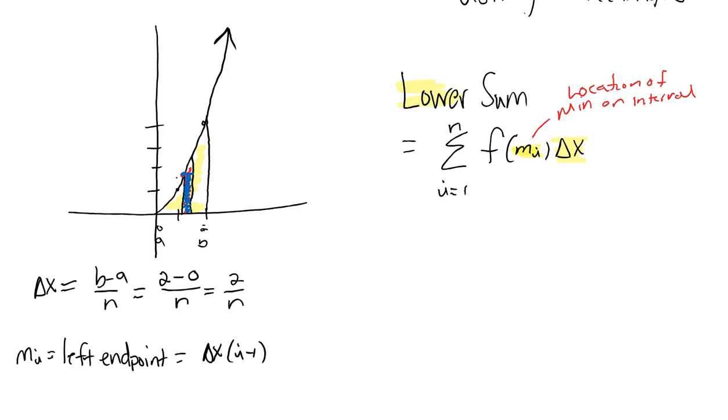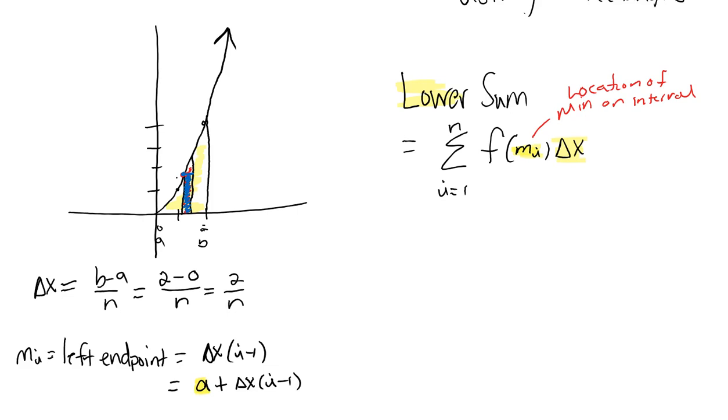Now this formula for the left endpoint will work for this example, but I want to give you a more general formula for the left endpoint. The more general formula is going to be a plus delta x times i minus 1. So the reason why I'm modifying it to be a is because if our a is something other than 0, we need to account for that shift over to that starting point.